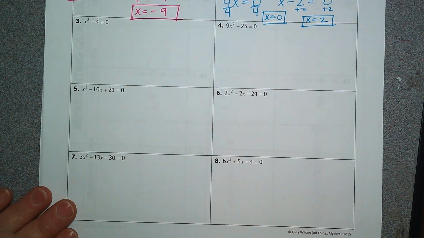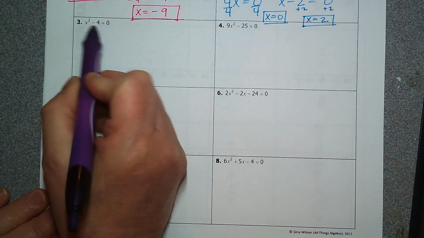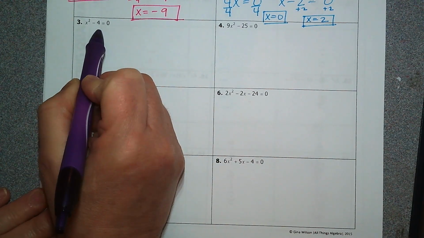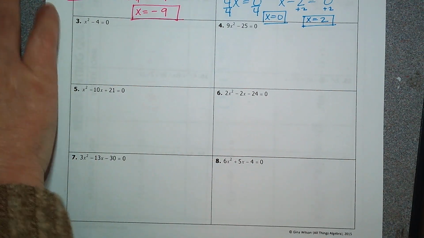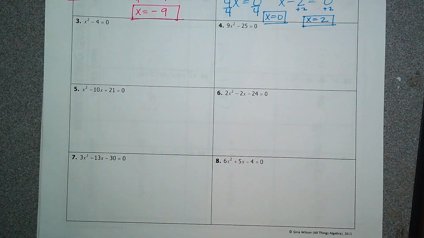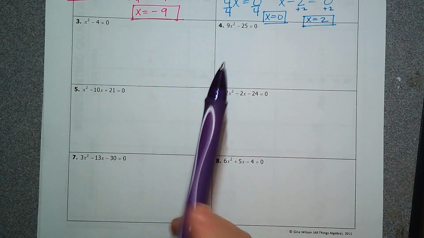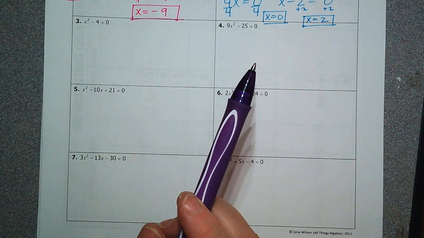Number 3. Both of these terms are perfect squares. So this is what we learned yesterday, the last set of problems we learned how to do. It was a special case I told you about. Does anybody remember? These are both perfect squares. So this is a difference of squares. It's called a difference of squares.